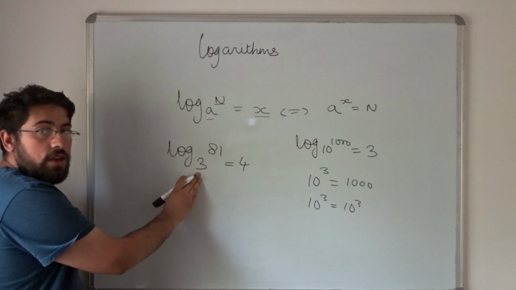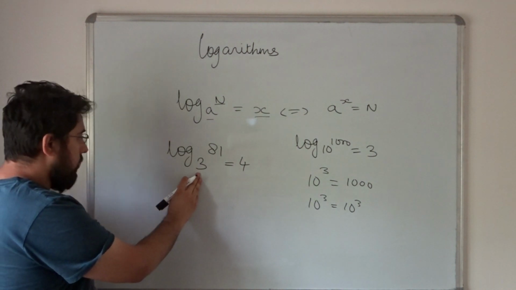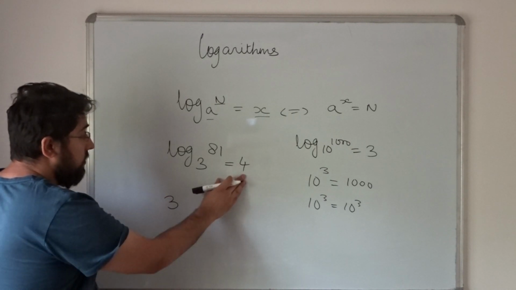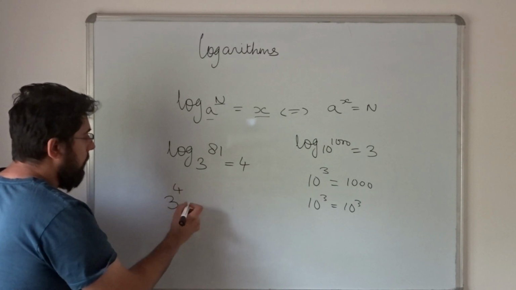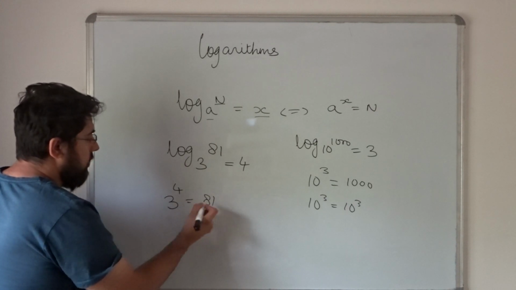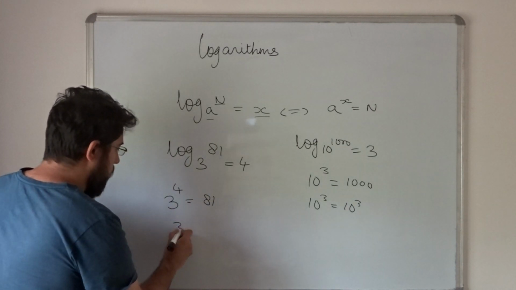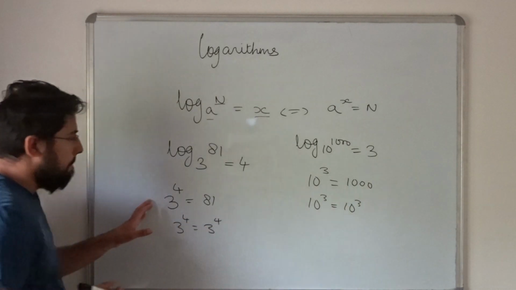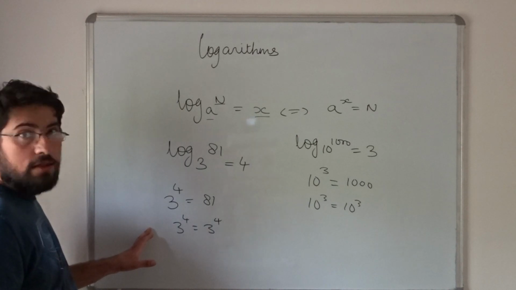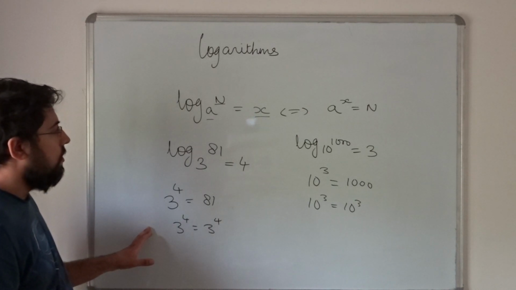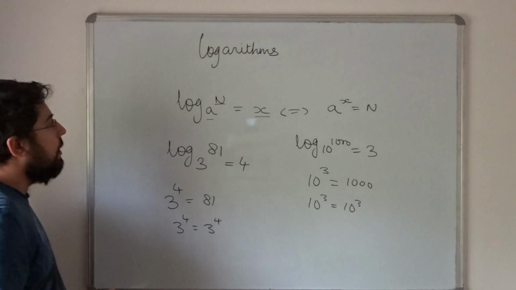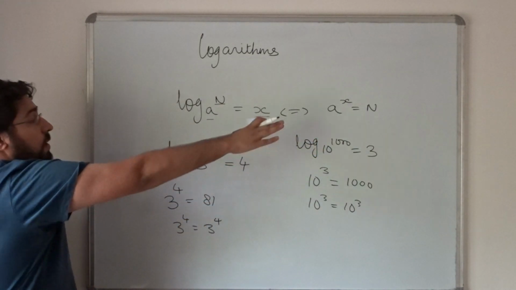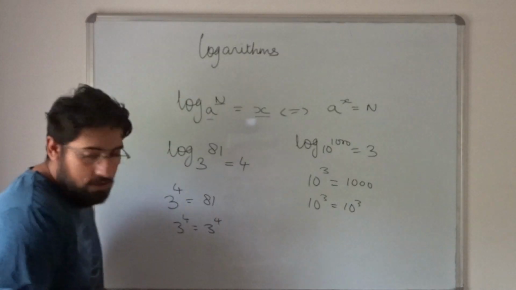You have base 3 right here. So this becomes 3, the exponent is 4, and this equals 81. And then you have 3 to the power 4 equals 3 to the power 4. This is how it is, basically. I hope you're keeping that in mind. Just keep that whole thing in mind, and it will become easier.